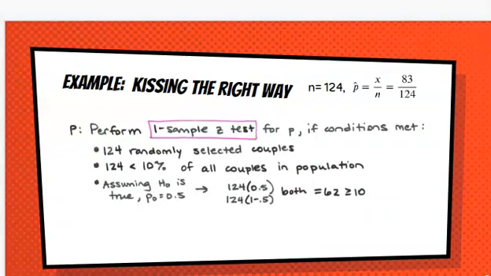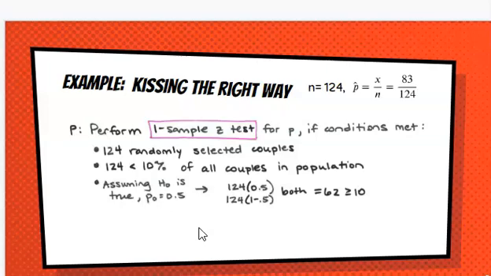Okay, on the plan step, we are going to perform a one sample z-test for P if the conditions are met. So then I run through my conditions. Okay, they said the sample was 124 randomly selected couples. Then I check the 10% condition. Is 124 less than 10% of all couples in the population? I would think so, probably so. I just show that it's true.